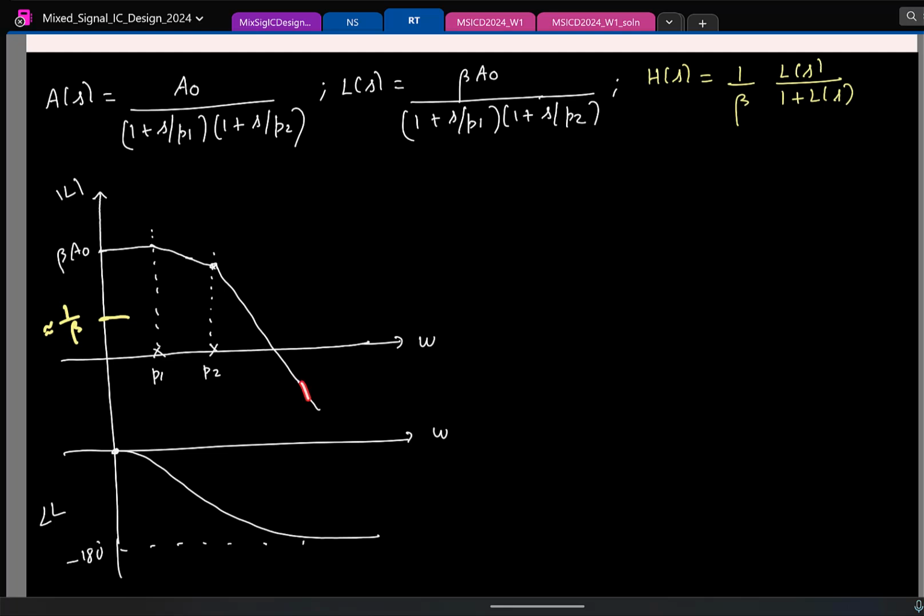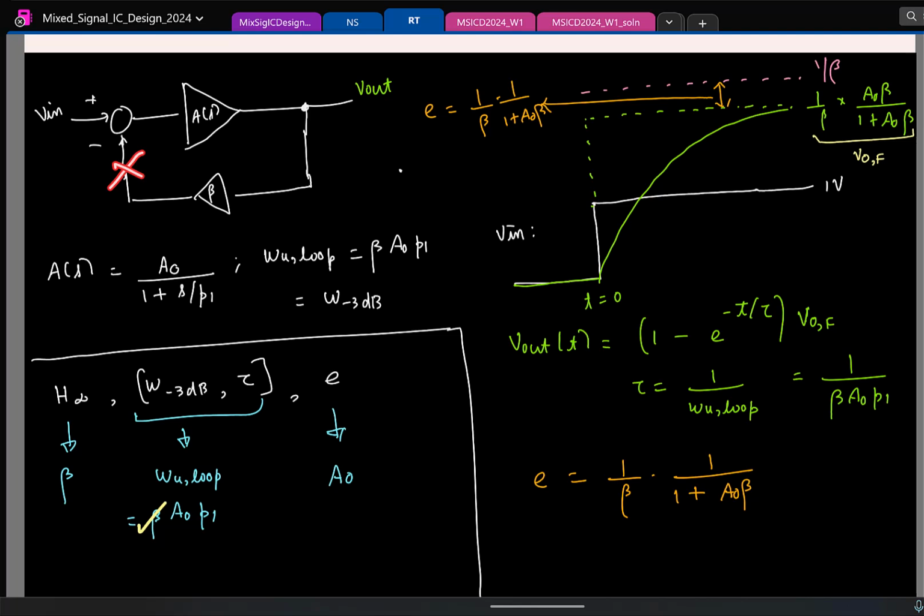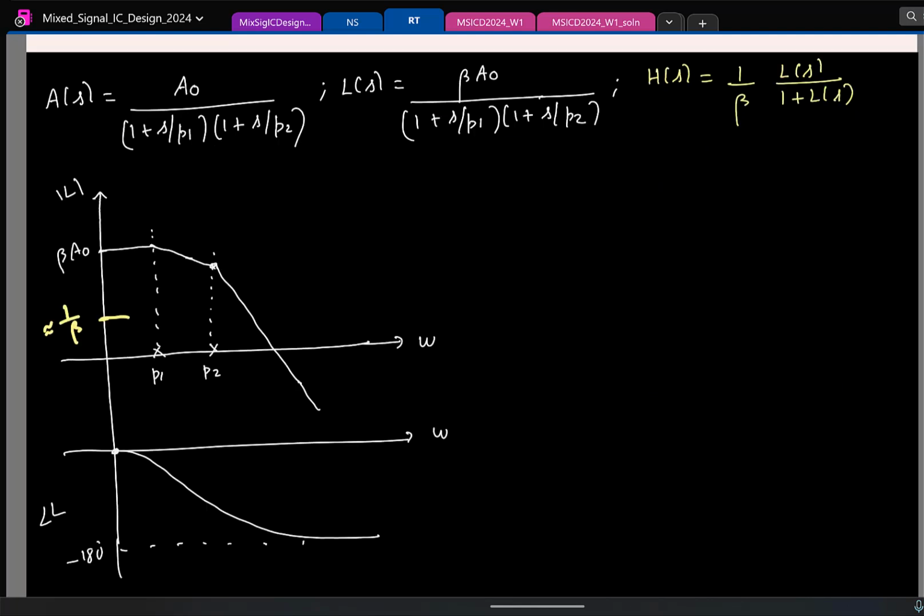So for frequencies where the magnitude is much smaller than 1, what will happen to the closed loop gain? The feedback is not there, so the closed loop gain is A of s, right? So A of s is essentially a scaled version of the same plot. I'll draw with dotted lines like this. So for high frequencies, it's going to do this much I know.